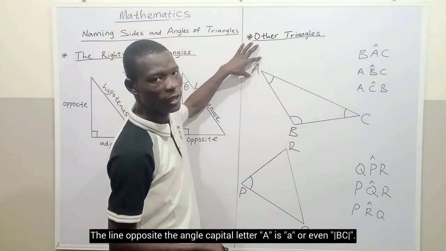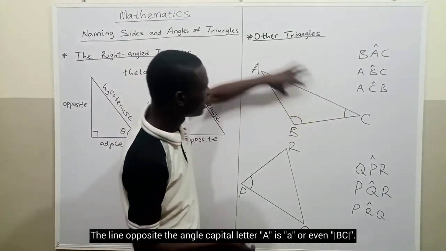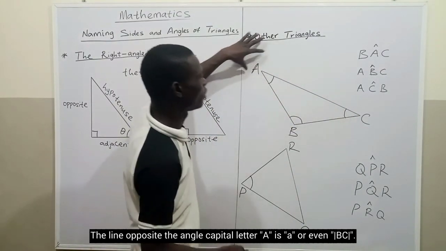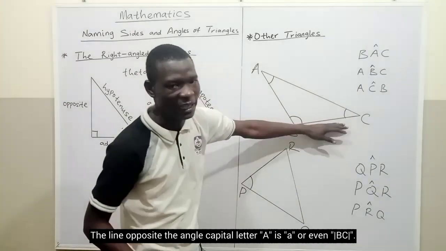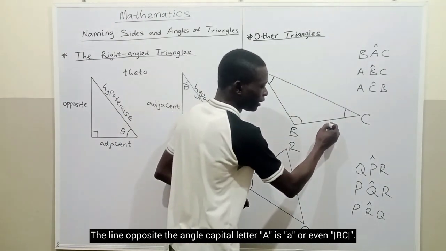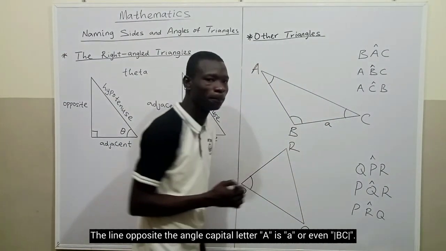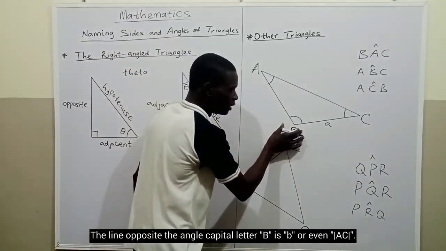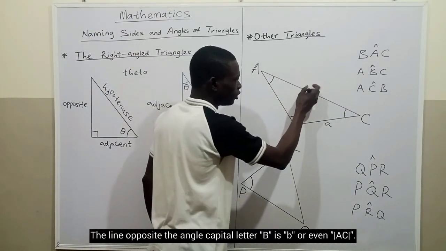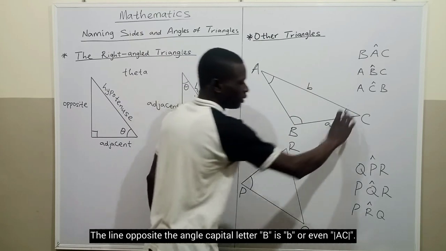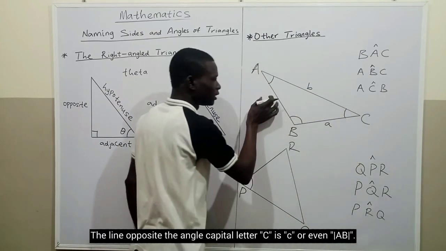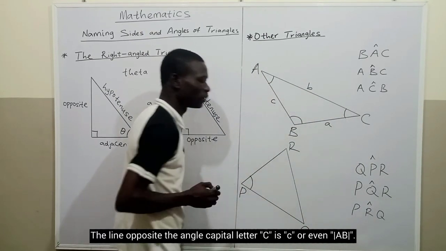If this is angle A, the line that is facing angle A, directly opposite angle A, will be our line A. But in this case, it's now going to be represented with small letter a. And this is angle B. The line that is facing angle B is going to be our small letter b. This is capital letter C. The line facing capital letter C is going to be our small letter c.